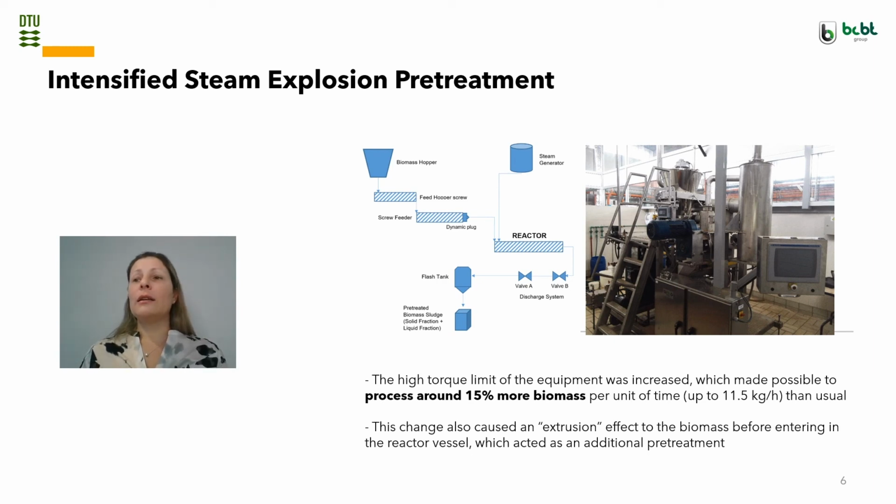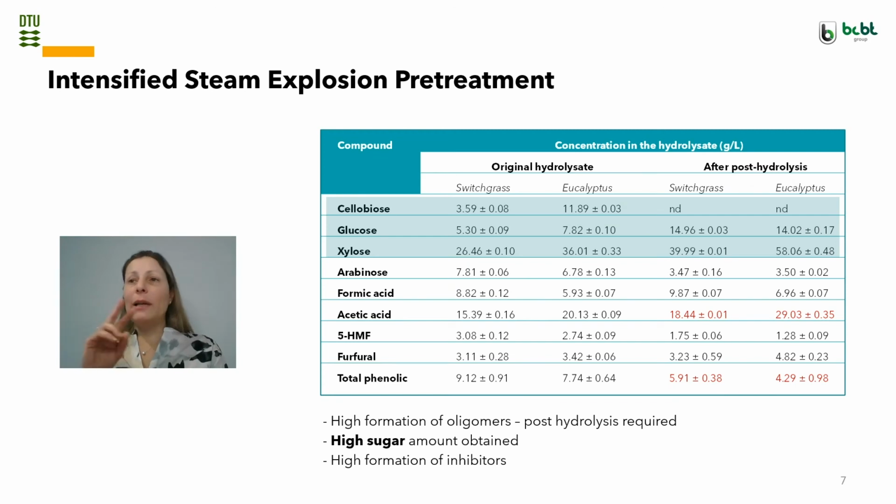And also in this part of the screw, it was possible to promote an effect of extrusion in the biomass, because we had more biomass entering the reactor, so this also acts as an extra effect of pretreatment in the biomass material. We have applied this for two different biomasses, switchgrass and eucalyptus.